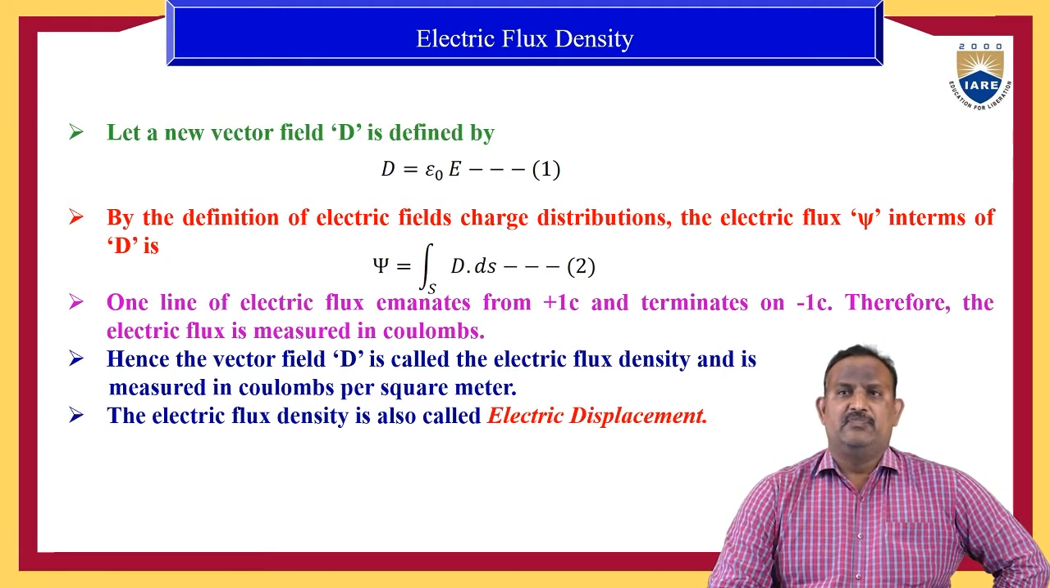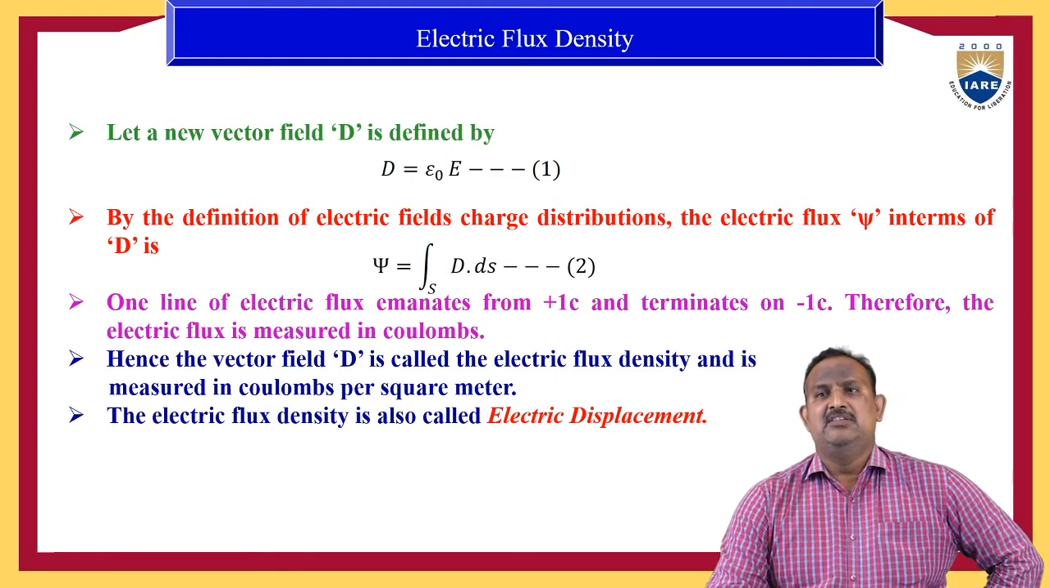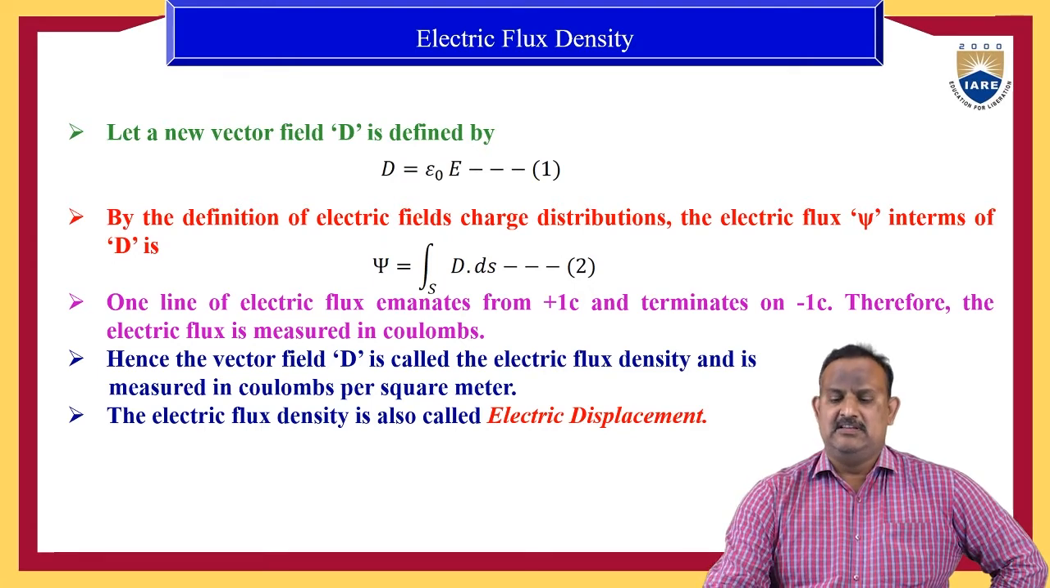Therefore, the vector field D is called the electric flux density and is measured in coulombs per meter square. The electric flux density is also known as the electric displacement.